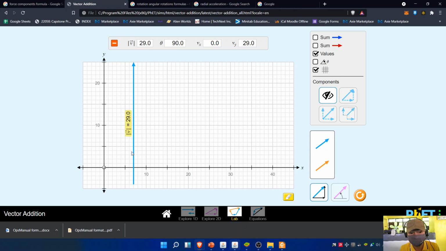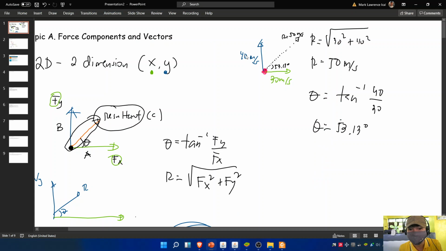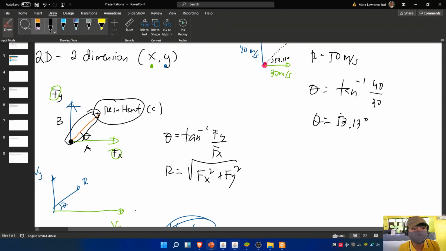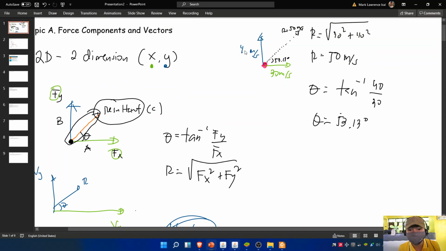Hindi ko ma-edit. Sige, pag-uwi na lang natin, hindi ko ma-edit eh. Ano ba? Sige, mamaya na lang. Pag-uwi na lang natin muna. Yung papasok na lang dito.